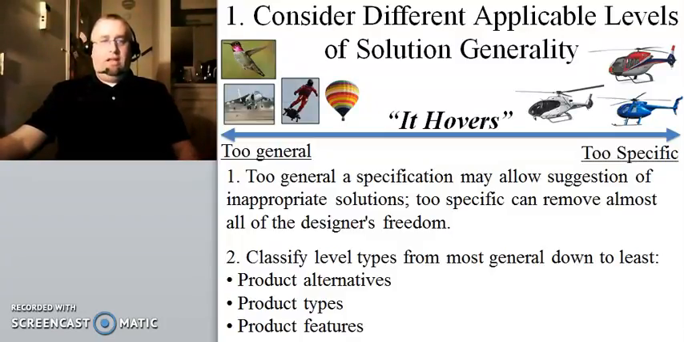So anyway, you want to classify level types from most general down to the least general. And the way of thinking about doing that is to start with product alternatives, which is the most general. Right in the middle is different product types, and then the least general is specific product features. So that's kind of the range from too general to too specific in terms of applicable levels of solution generality.